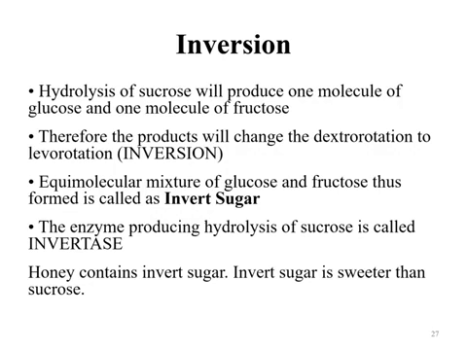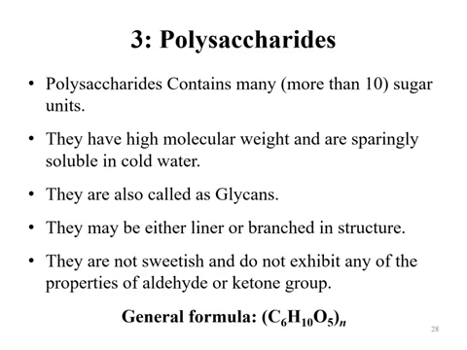Honey contains invert sugar, which is the combination of glucose and fructose, and therefore it is sweeter than sucrose alone. Polysaccharides. The third important category of the carbohydrates is polysaccharides. They contain more than 10 sugar units in their structure. If a compound contains more than 10 sugar units or monosaccharides in their structure, they are called polysaccharides.